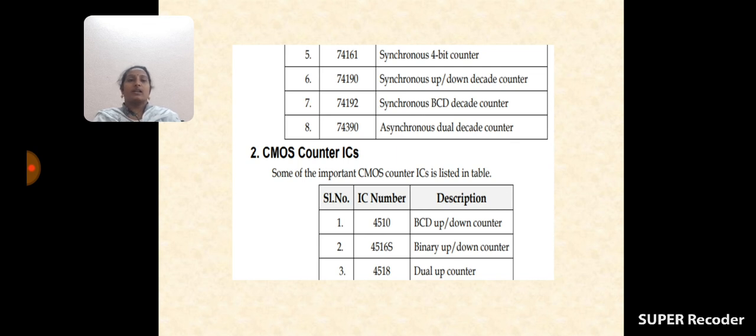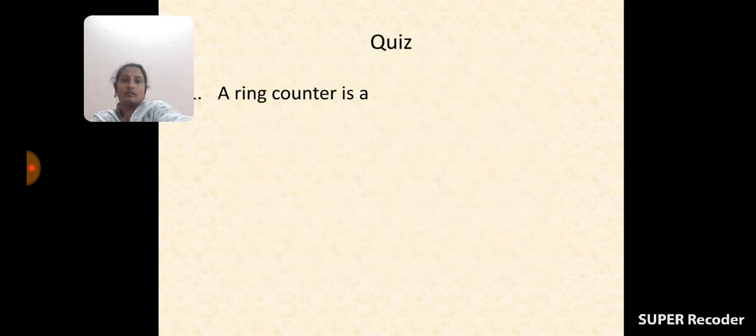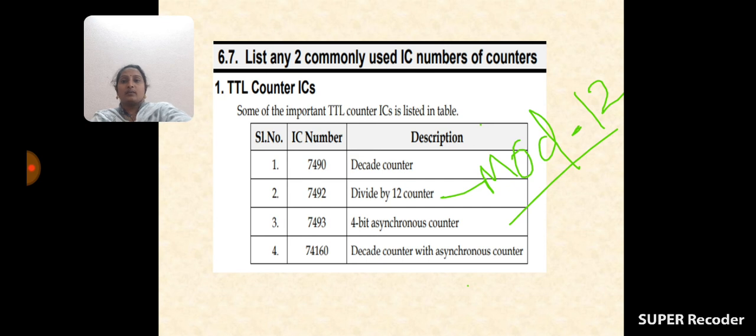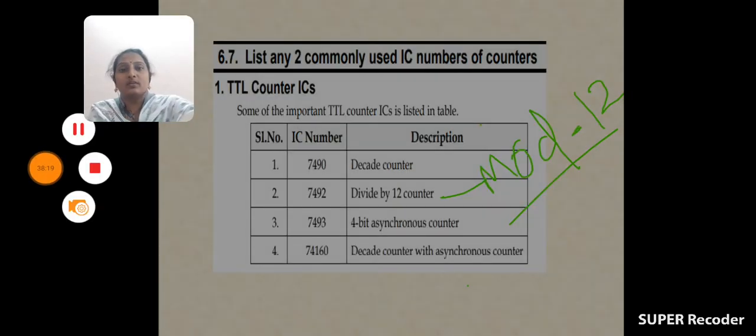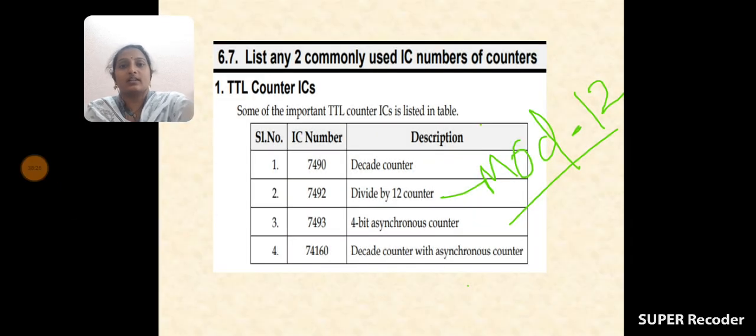And the CMOS family also provides counters, especially up down counters. 4510 provides a BCD up down counter, 4516 provides a binary up down counter, and 4518 provides a dual up counter. So these are the different ICs that produce different counters, whether synchronous counters or asynchronous counters.